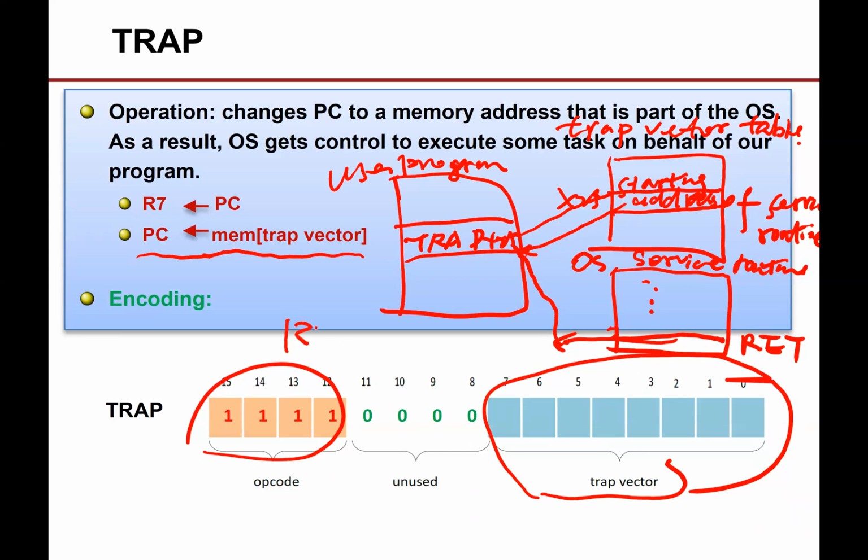RET is actually to put the value stored at R7 into the PC. This means the user program now has the PC, and then runs the next instruction.